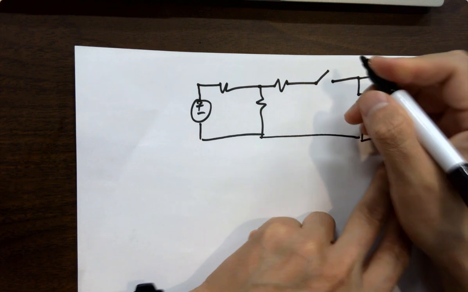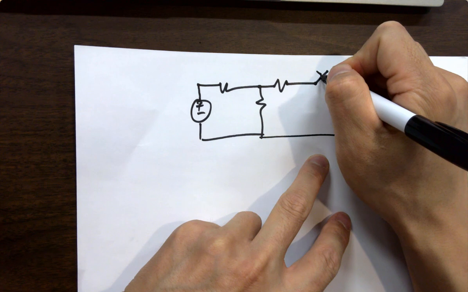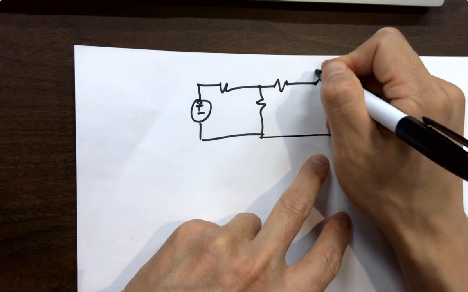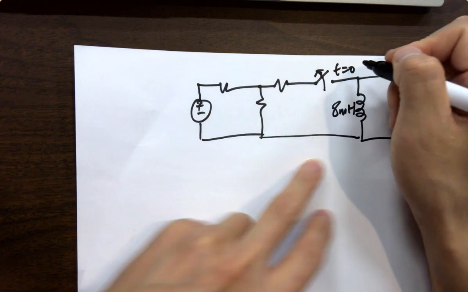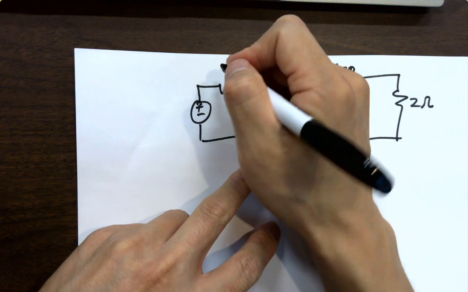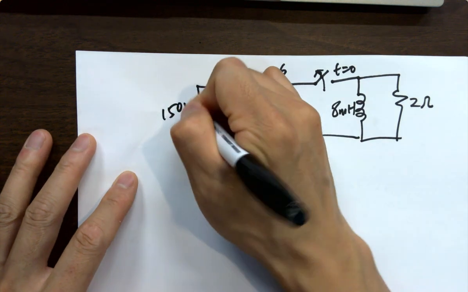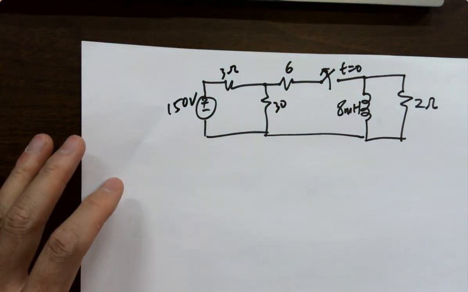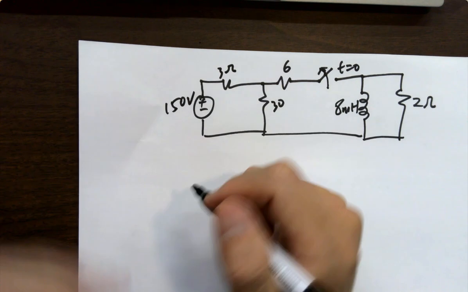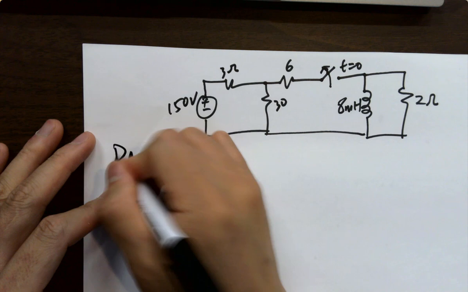Two ohms, a millihenry. At T0, it opens. 6 ohms, 30 ohms, 3 ohms. The voltage is 150 volts. The first question is the initial value of I. Part A, okay?